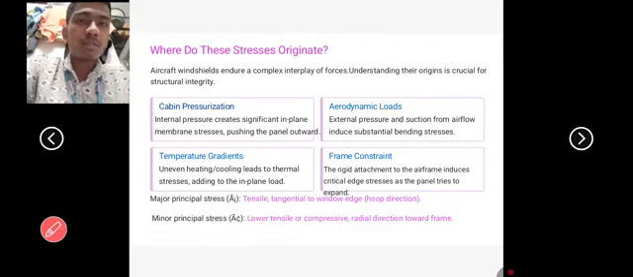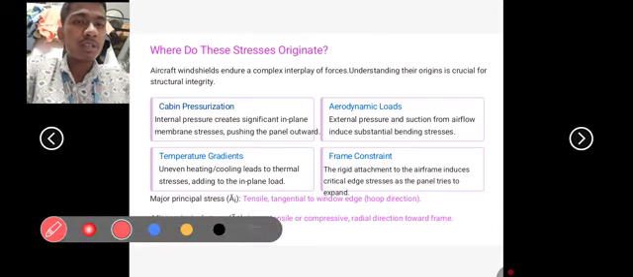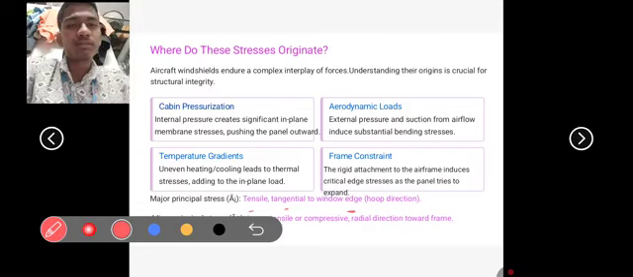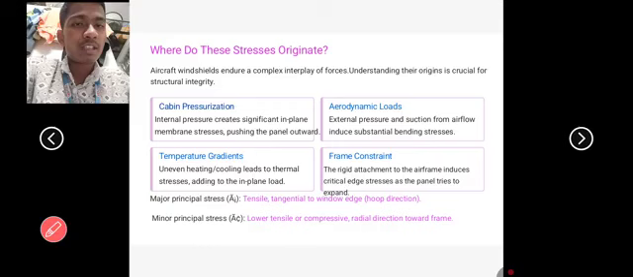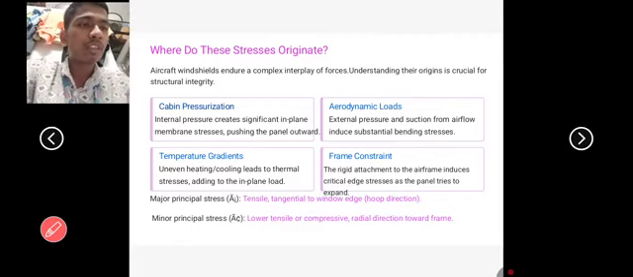Which are the major principal stresses? Major principal stresses are tensile, tangential to the windshield edges, in the hoop direction. Which are the minor principal stresses? Lower tensile or compressive, in the radial direction toward the frame.